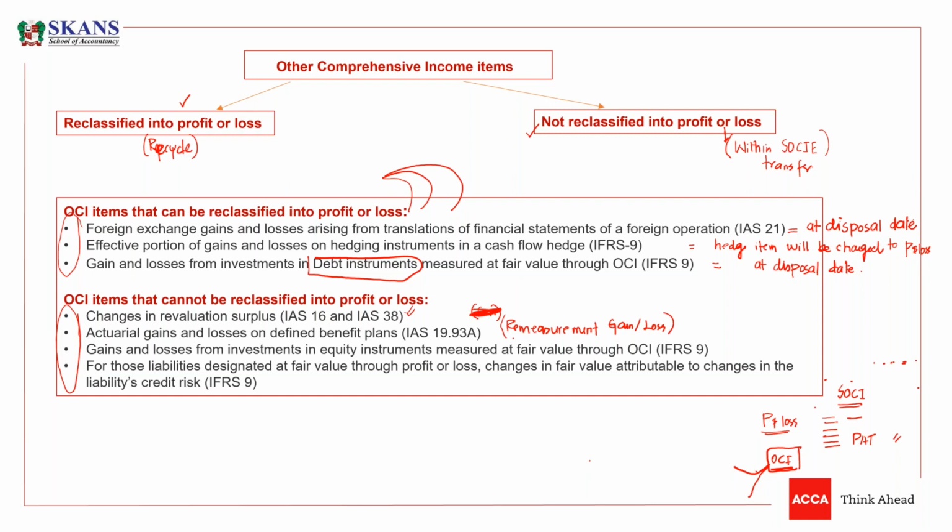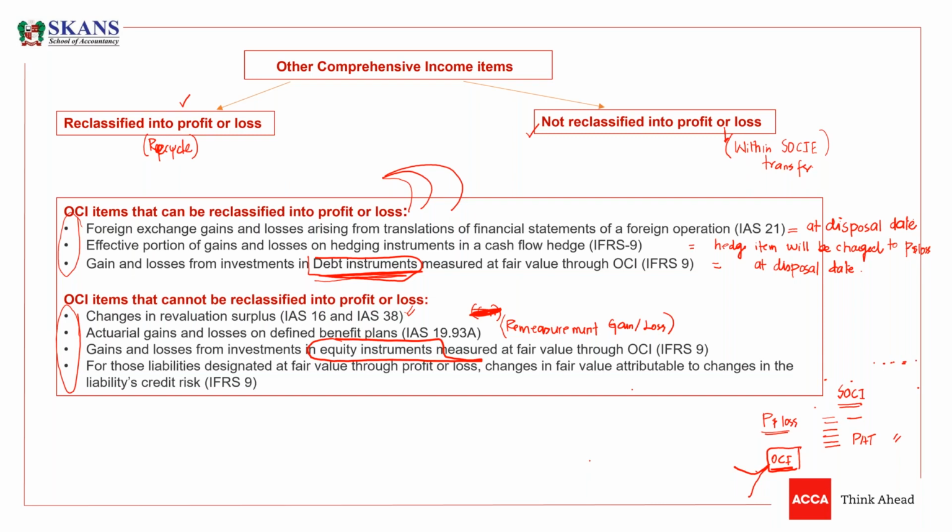Then we have gains and losses on investment in equity instruments at fair value through OCI. This is important. If we have a fair value through OCI equity investment, we will take the gains and losses of these investments in OCI, but they cannot be recycled to P&L. But debt investment gains and losses will be recycled. Then we have liabilities in IFRS 9. Sometimes we designate liabilities at fair value through P&L, and changes in fair value that belong to our own credit risk will be charged to OCI. That will not be recycled to P&L, guys.